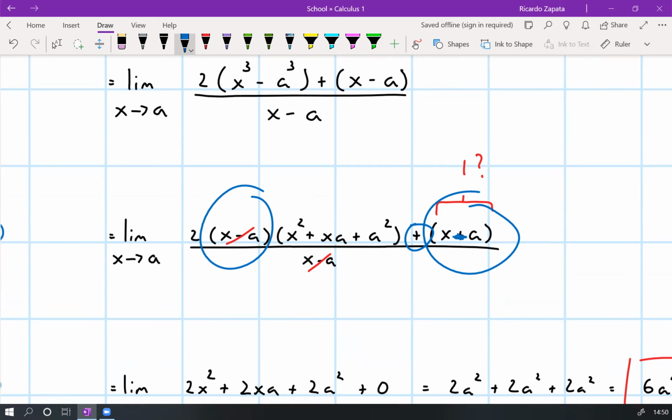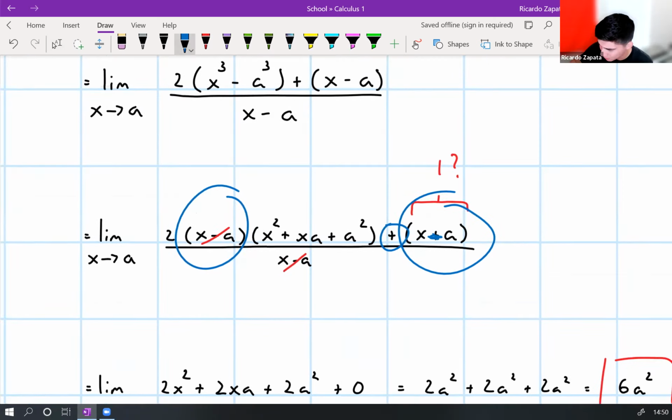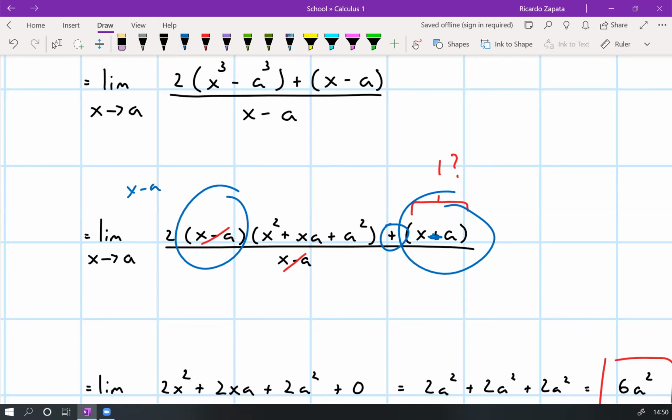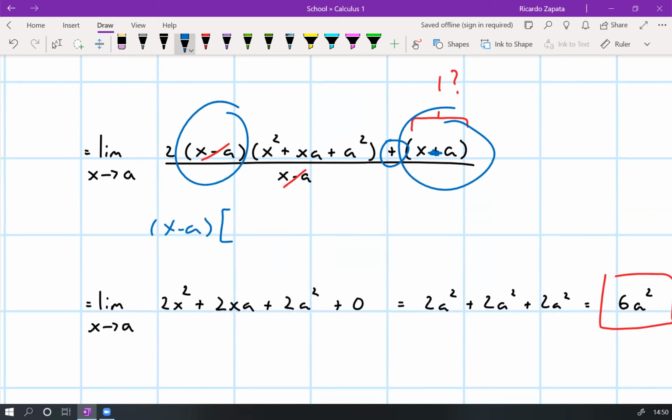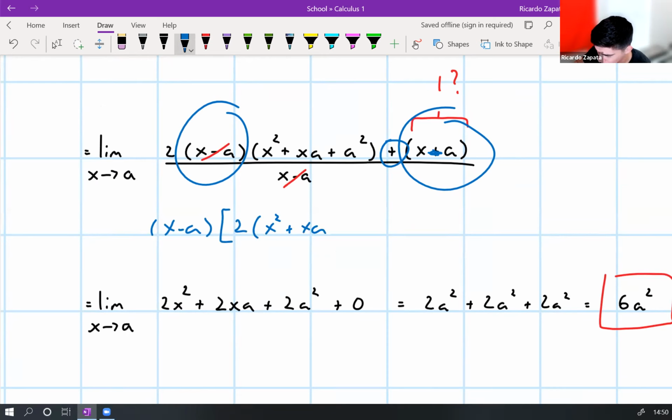Put x minus a out front. Go below that, start a new line. Put the x minus a in parentheses. Now put a bracket. Now you took an x minus a out of the first term, so you're left with the 2, right? And everything in the 3 terms in that parenthesis, put them there next to the 2. So x squared plus xa plus a squared.